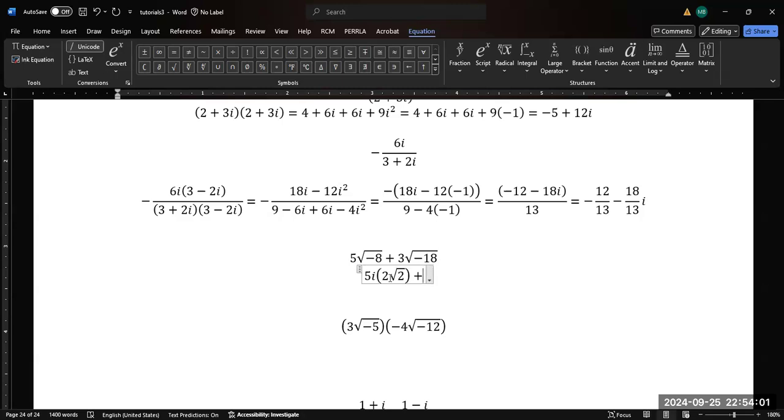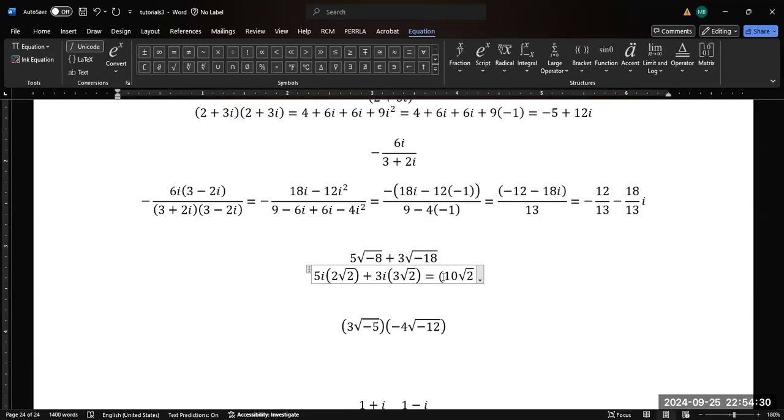And then same thing for the 18, we've got a 3. We take the negative sign out of the square root as an i, and then 18 factors into 9 and 2. So the square root of 9 is 3, so that comes out. And the square root of 2 is left behind. And so if we simplify this, we get 10i, well, let's say 10i times the square root of 2.